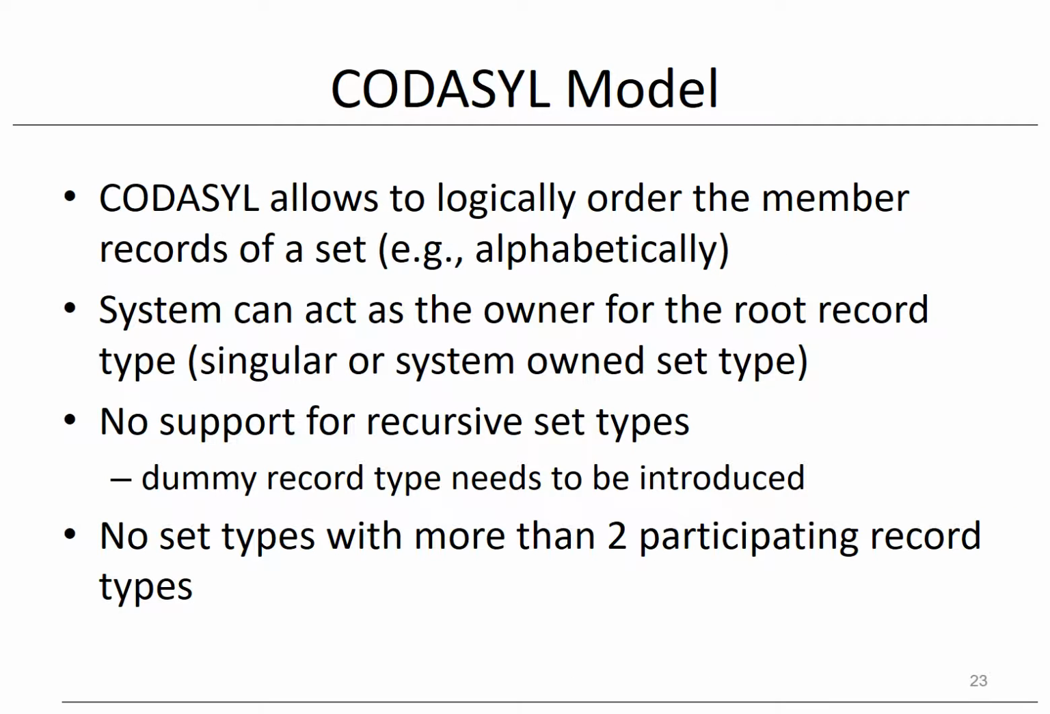As we already mentioned, Codasyl allows to logically order the member records of a set. An example ordering could be alphabetically or based upon birth date. This can be useful for data manipulation. For the root member record type, the system can act as the owner, which is then called a singular or system-owned set type with only one set occurrence.